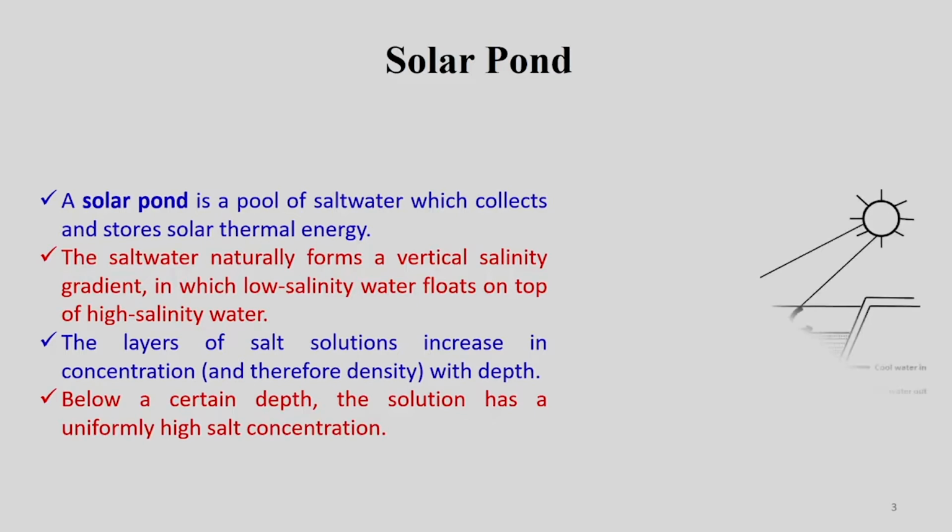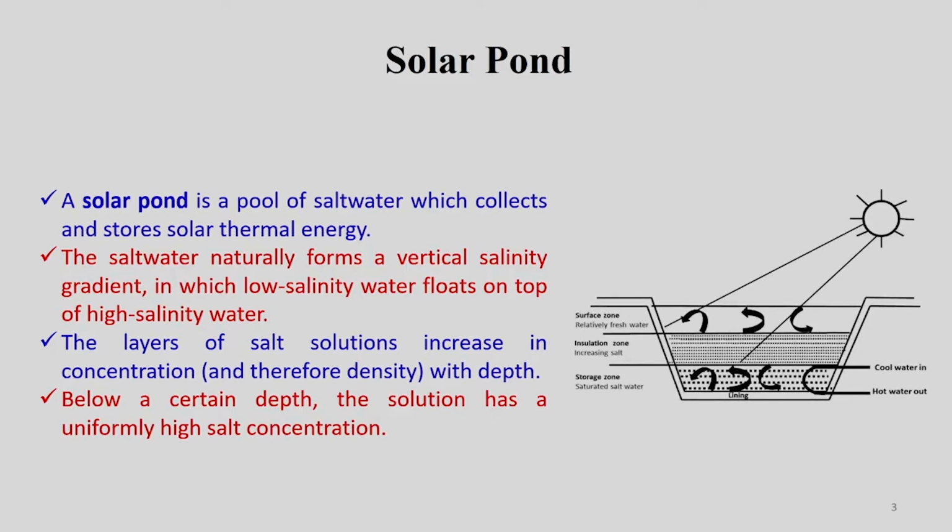So, pictorially it can be represented something like this. Here solar radiation is received and it transmits through these layers and reaches the bottom, and it is retained because this salt gradient is maintained.